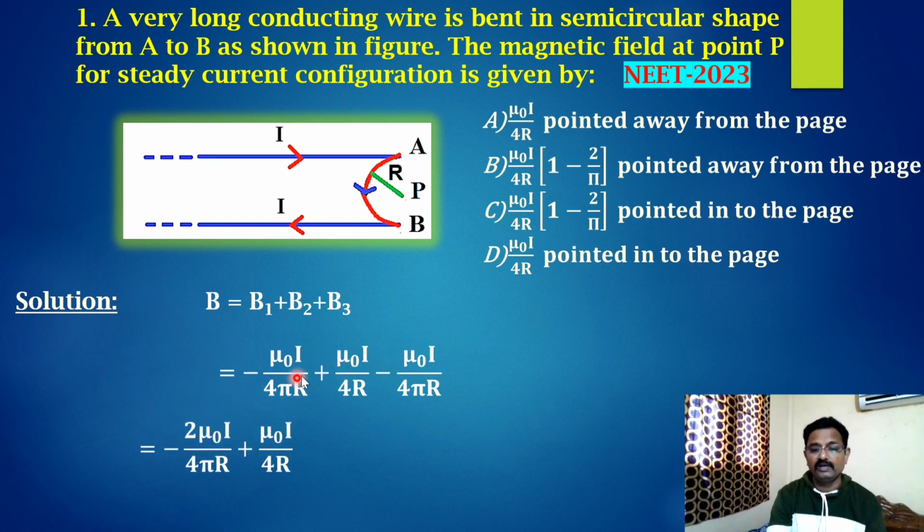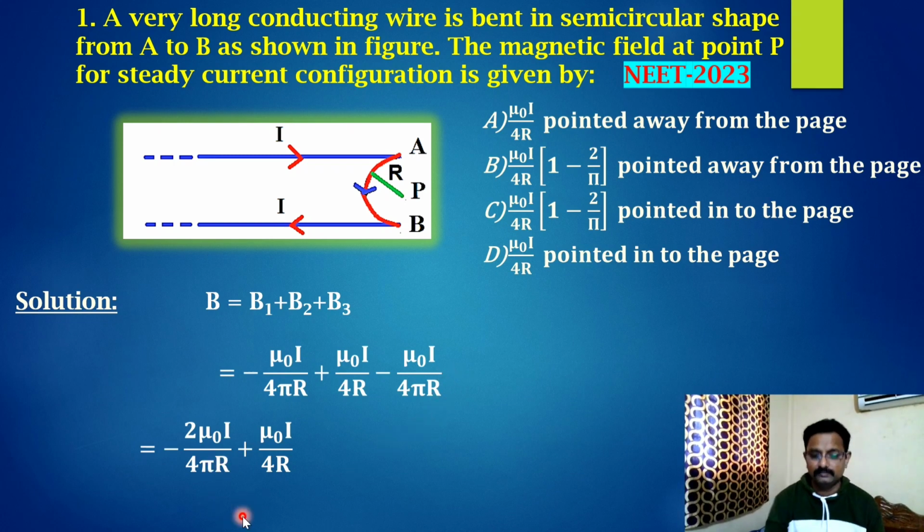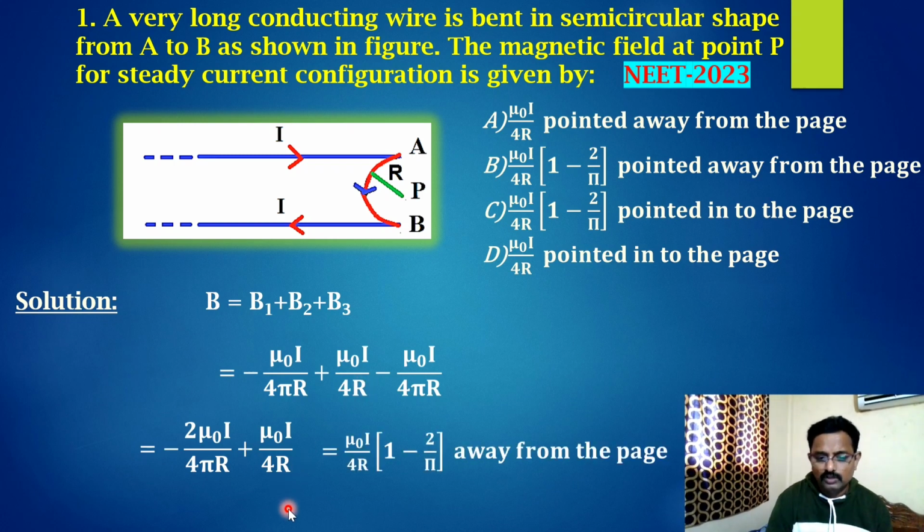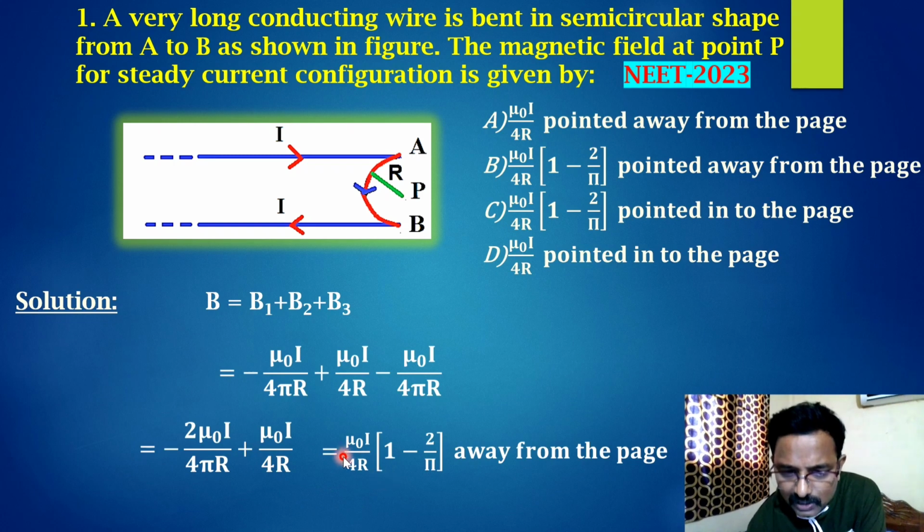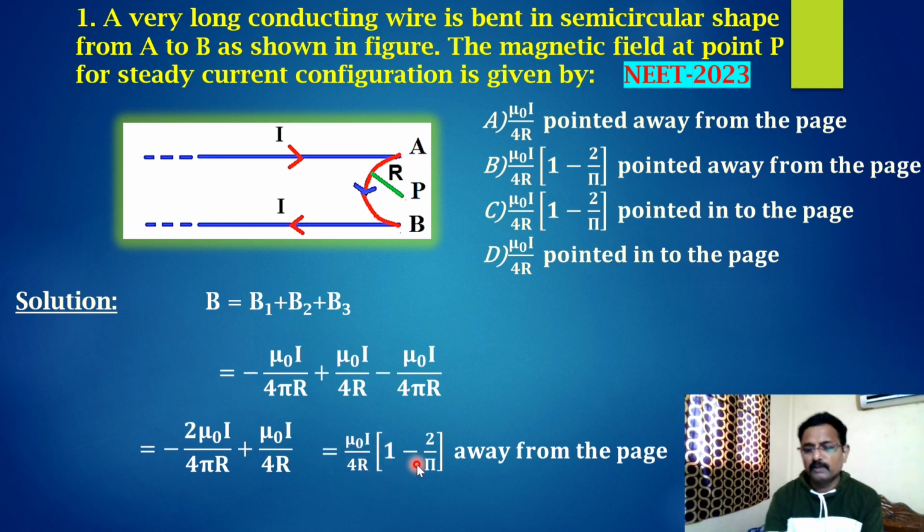So if you simplify, minus mu naught I by 4 pi r minus mu naught I by 4 pi r, that is minus 2 mu naught I by 4 pi r plus mu naught I by 4r. So here if we take mu naught I by 4r common outside, then inside the bracket we will get 1 minus 2 by pi. So it is a positive value, that means away from the page. So from the given options, option B is the answer, my dear. Now we will go with the second question.